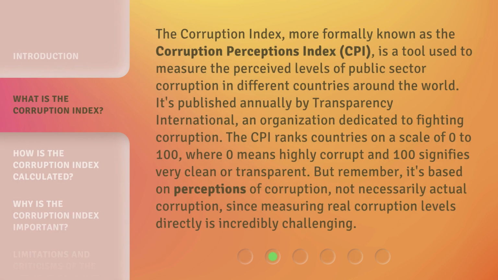The Corruption Index, more formally known as the Corruption Perceptions Index, CPI, is a tool used to measure the perceived levels of public sector corruption in different countries around the world. It's published annually by Transparency International, an organization dedicated to fighting corruption. The CPI ranks countries on a scale of 0 to 100, where 0 means highly corrupt and 100 signifies very clean or transparent. But remember, it's based on perceptions of corruption, not necessarily actual corruption, since measuring real corruption levels directly is incredibly challenging.